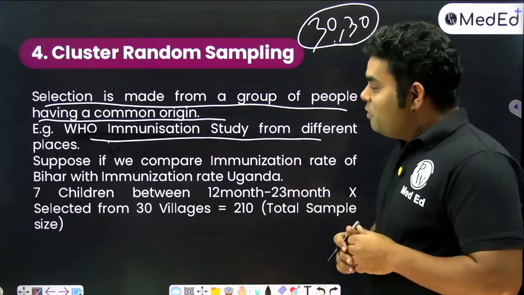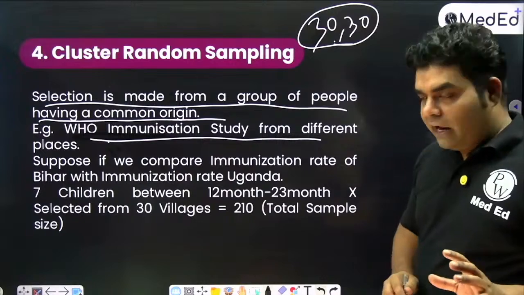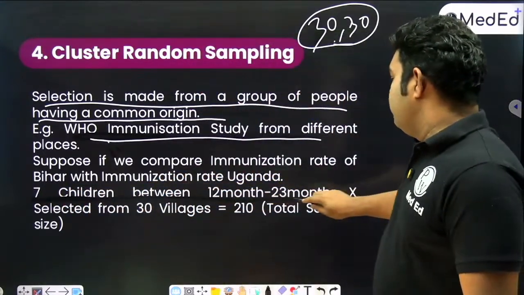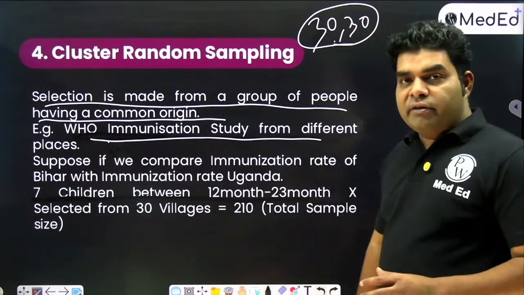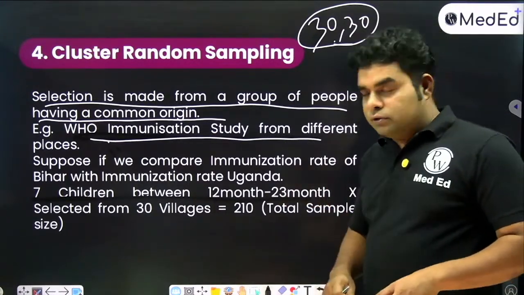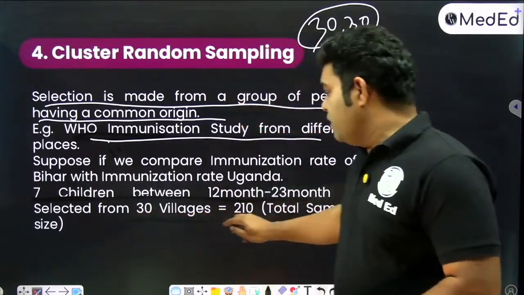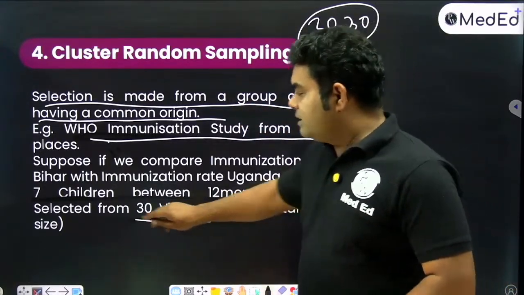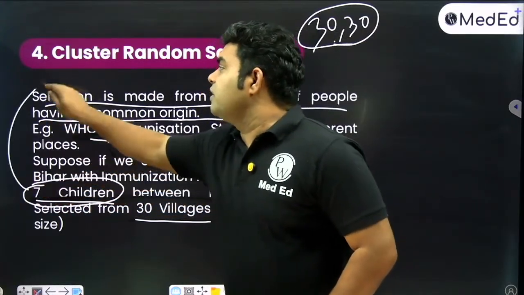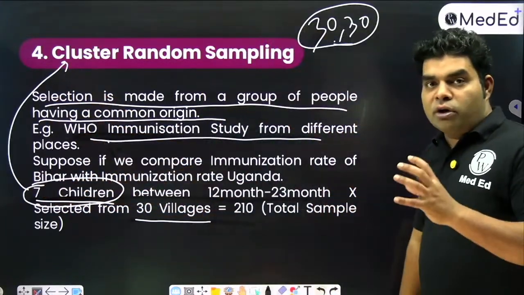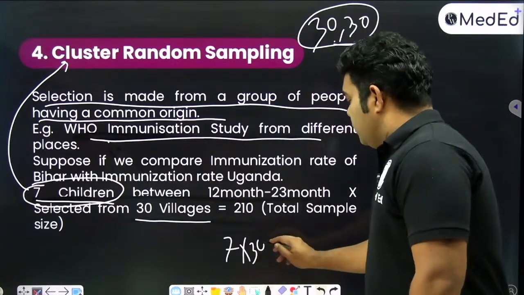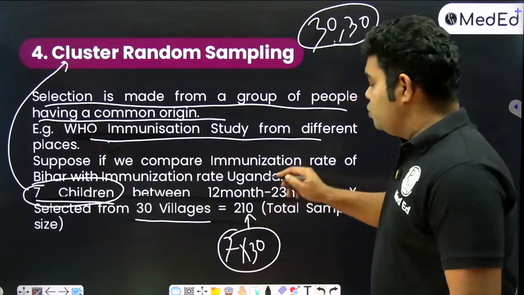According to the WHO immunization trial, you will choose 7 children between 12 to 23 months. You will choose the 7 children from each of 30 villages of Bihar, and 30 villages of Uganda also. All these 7 children come from the same village, so they are a cluster because they have the common origin of the village. So 7 into 30, the total sample size is 210.